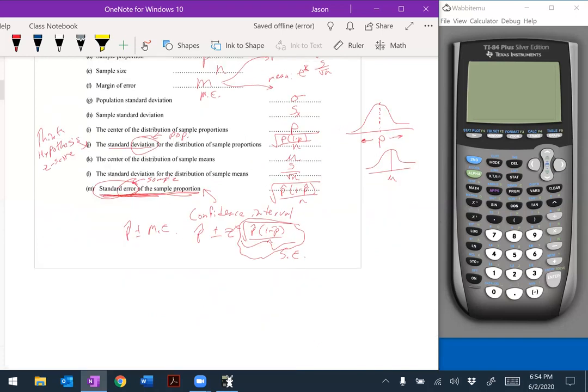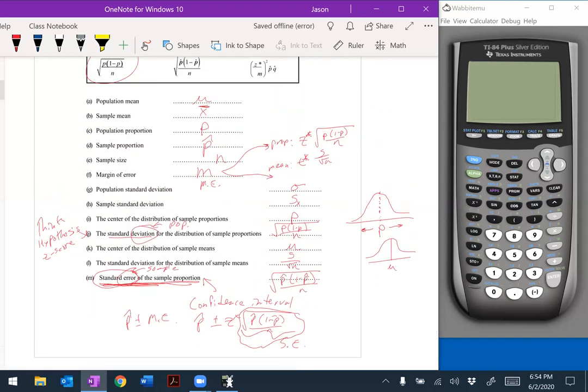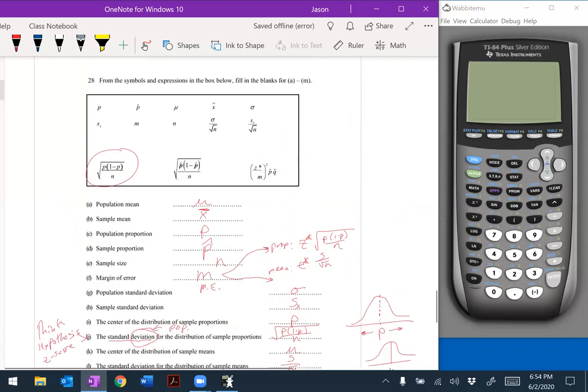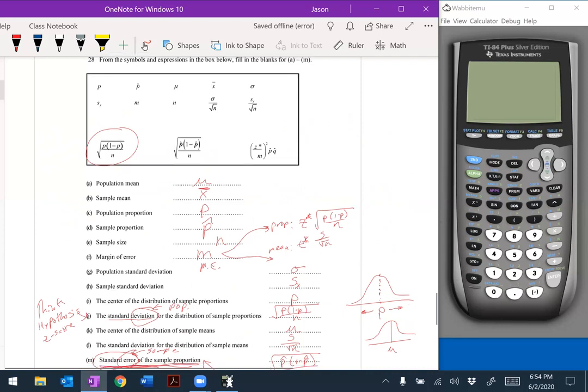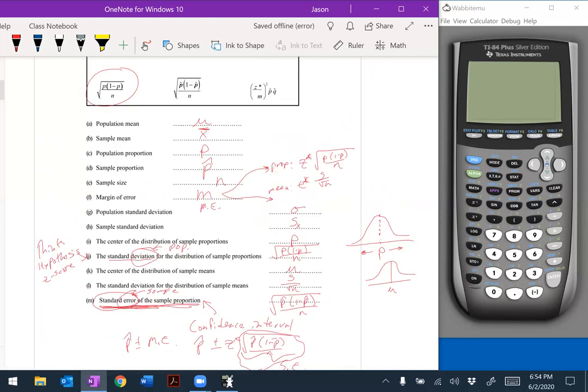At this point, Professor, for that 28, there's some that you didn't use. Are those just wrong, or are they not applicable? Yeah, they're just not applicable to those.